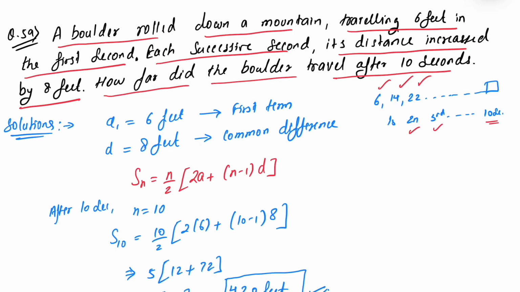So we have to add all of these at the end, and we have to add up to 10 seconds how much distance it has traveled. If we are going to add it, we can directly use the sum formula of an arithmetic sequence.